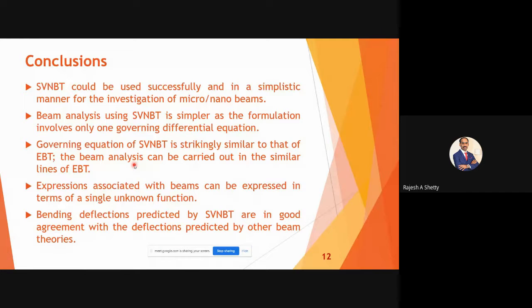Okay, so now we will come to the conclusion. In conclusion, what we can say is that the single variable non-local beam theory can be used successfully for the investigation of the bending and frequency analysis of beams. And this single variable theory has many equations which are similar to those of Euler-Bernoulli beam theory. So in a similar manner to Euler-Bernoulli beam theory, we can do the beam analysis using this theory also. That is how we can conclude.